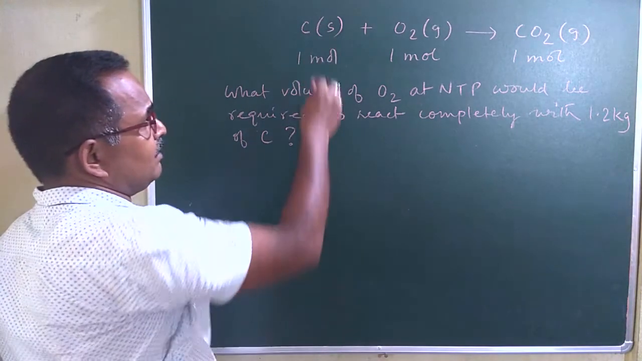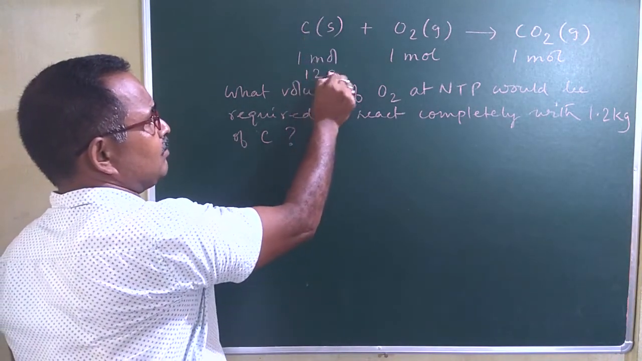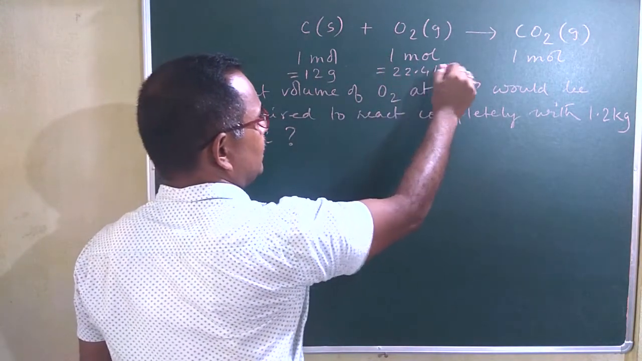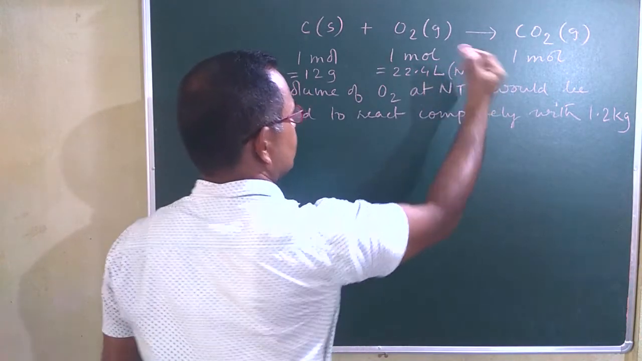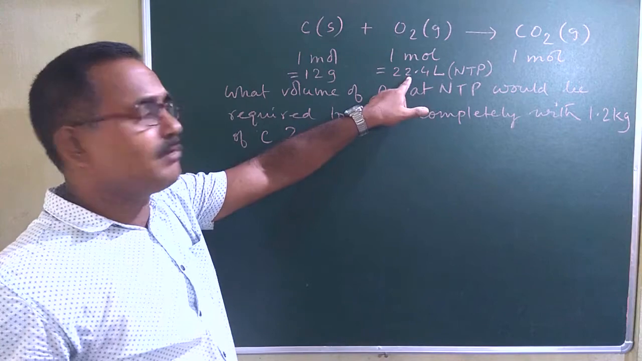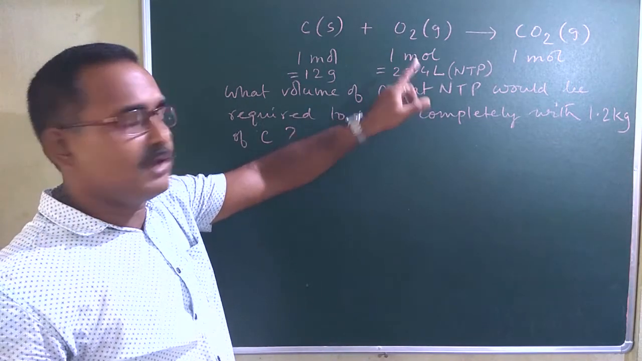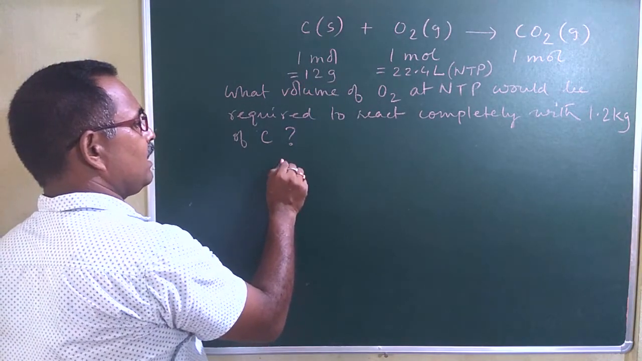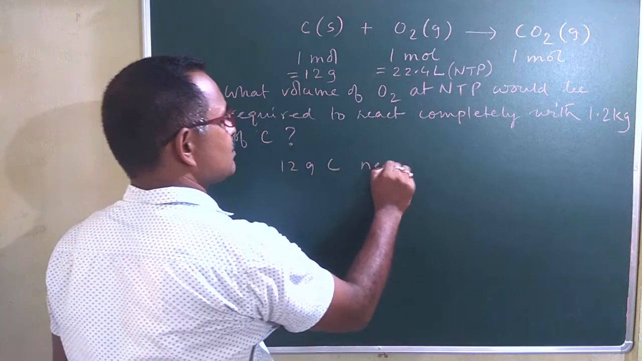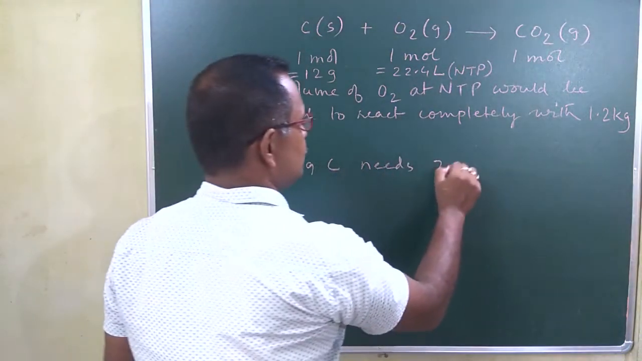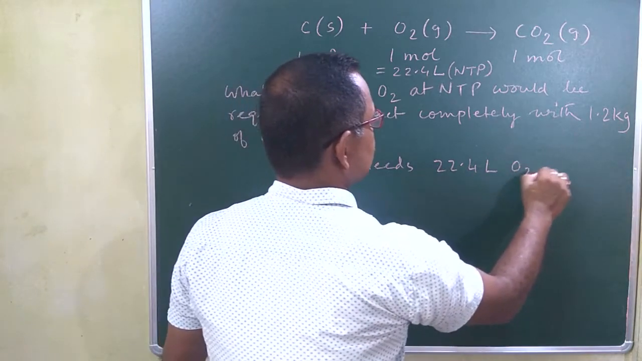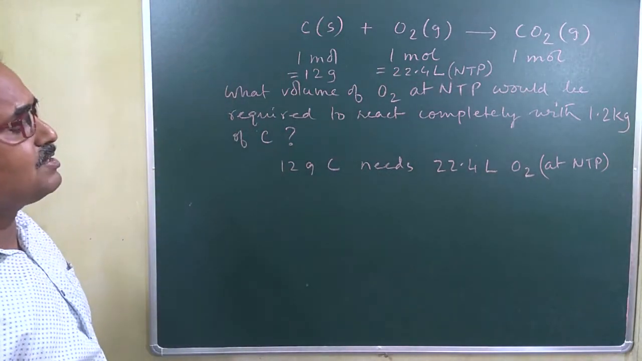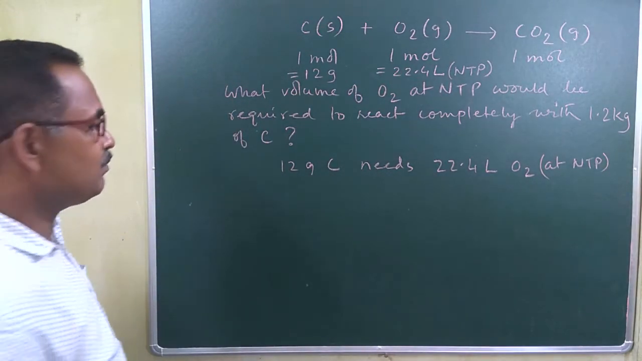From this equation, see 1 mole carbon means 12 gram. Okay, again 1 mole oxygen means 22.4 liter at NTP, because this is the molar volume of any gas at NTP. So from this equation, what can we write? We can write 12 gram carbon needs 22.4 liter O2 at NTP.